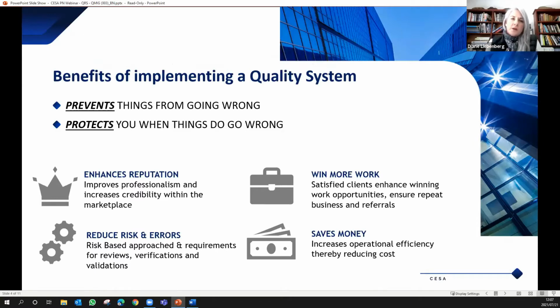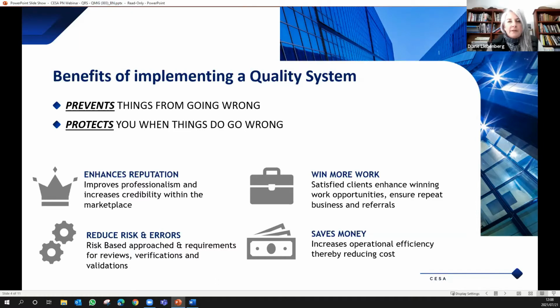So then we get to the question of why do we need quality and what are the benefits of implementing a quality system? The 2 biggest reasons as to why we need quality is that firstly, it's going to prevent things from going wrong. And when things do go wrong, it's going to protect us against those claims and those challenges that arise. So in order to prevent things from going wrong, we must have an effective quality system. And this must be embraced and implemented throughout the organization.